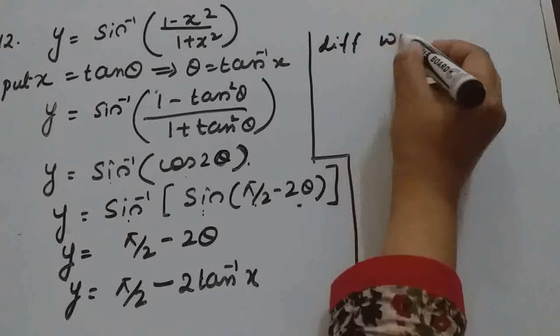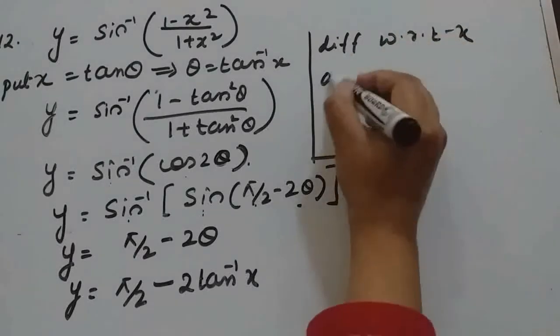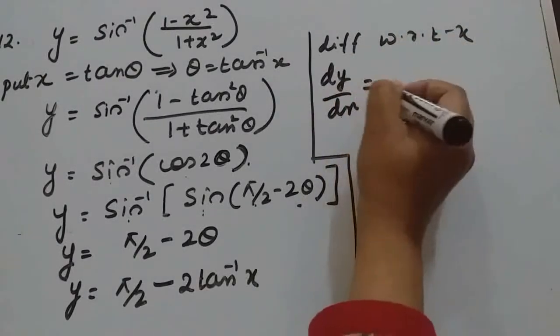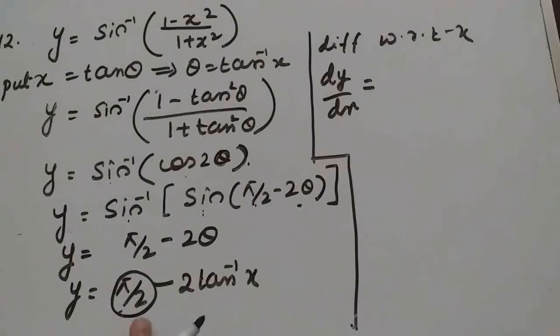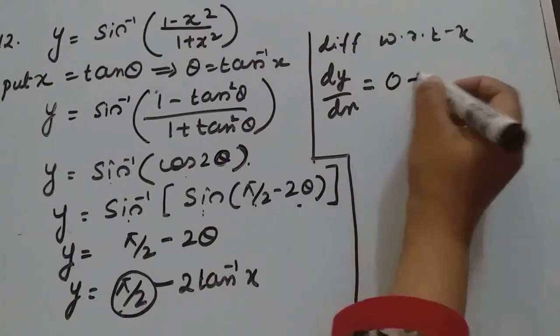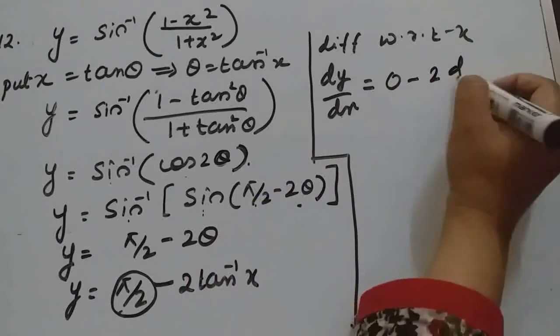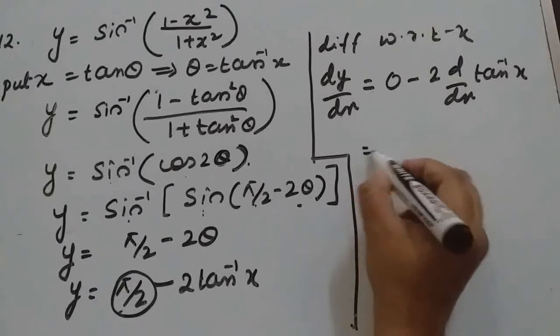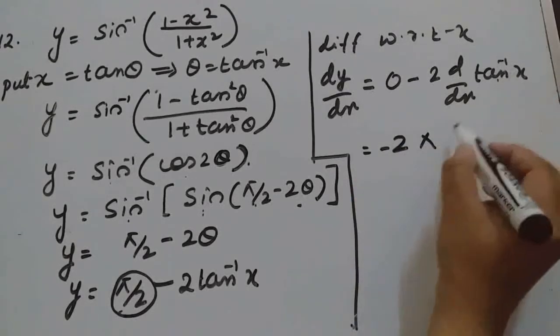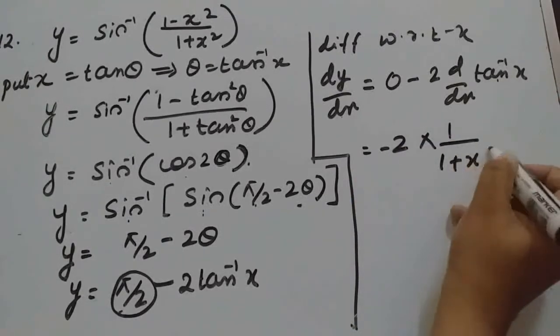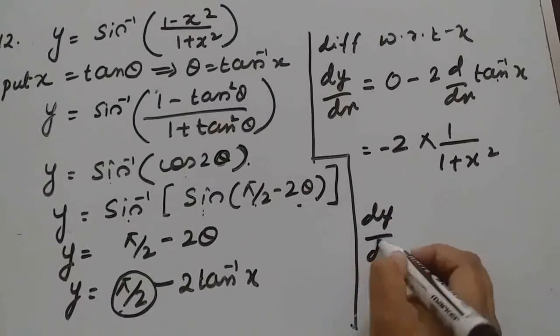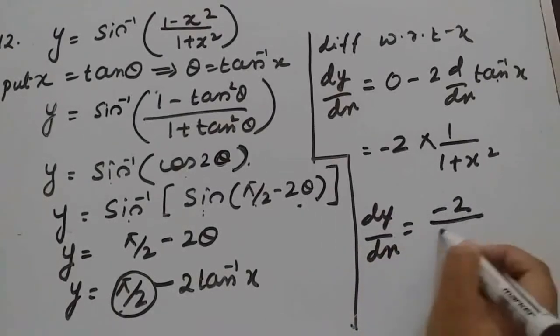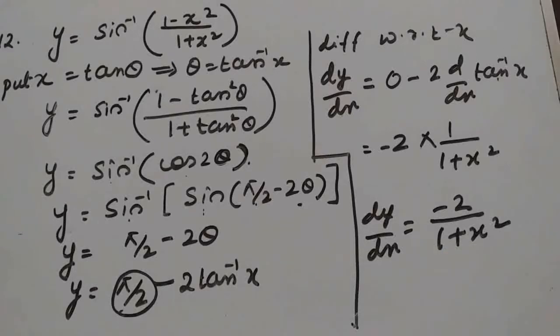Now we can differentiate with respect to x. So dy by dx. See, pi by 2 is a constant term, so the derivative of this will be 0, isn't it? And 2 we can take outside, d by dx of tan inverse x. So minus 2, the tan inverse derivative is 1 by 1 plus x square. So dy by dx is minus 2 by 1 plus x square.